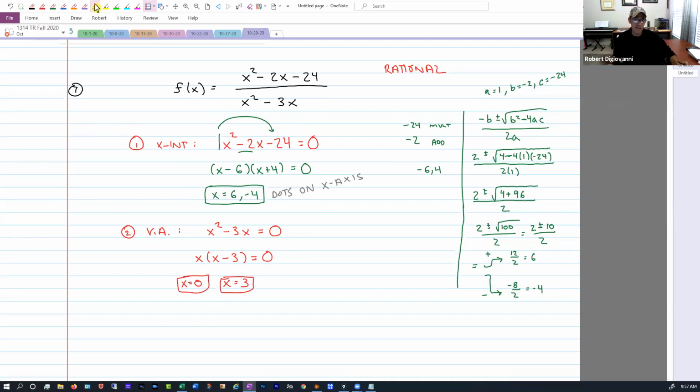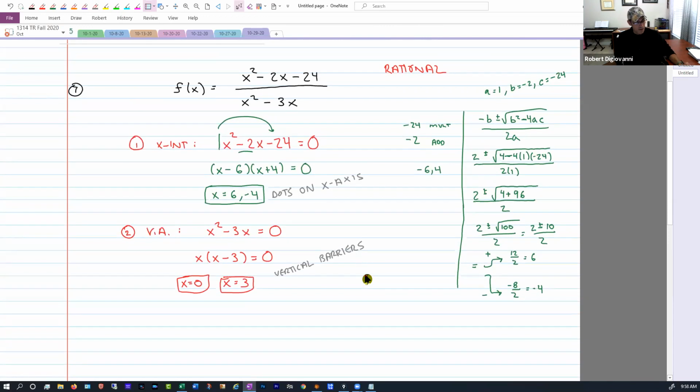Now, these are not dots on our graph, right? These are vertical barriers. And they're actually not part of the graph. These are just vertical lines that we can't cross, that force our graph up or down.